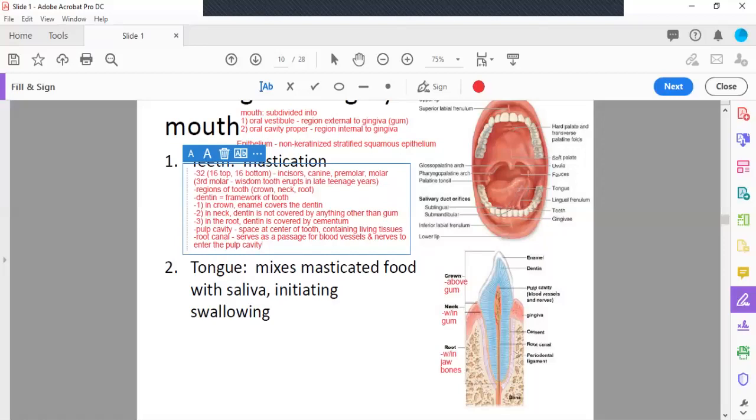The gum is the one that holds the tooth inside the socket of the jawbone. So without the gum, the tooth would just fall out. So take care of your teeth as well as your gum. And when you do that, the teeth will be with you longer.